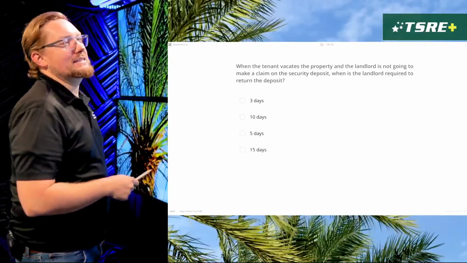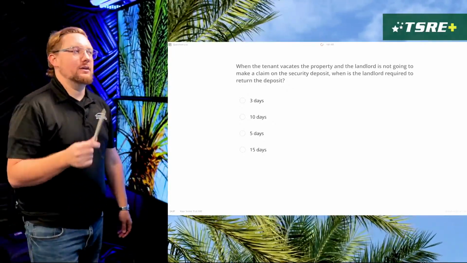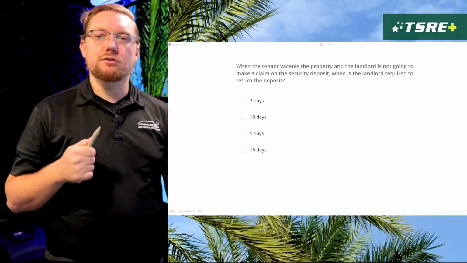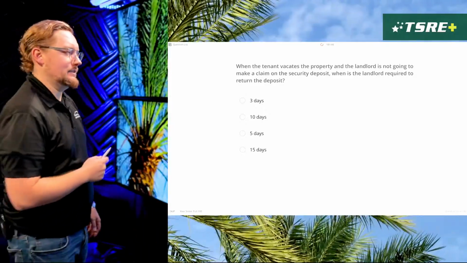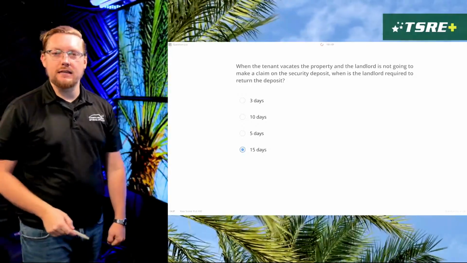When the tenant vacates the property and the landlord is not going to make a claim on the security deposit, when is the landlord required to return the deposit? We've got 3 days, 10 days, 5 days, and 15 days.